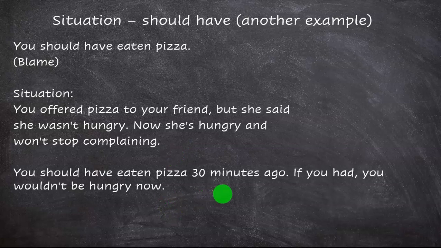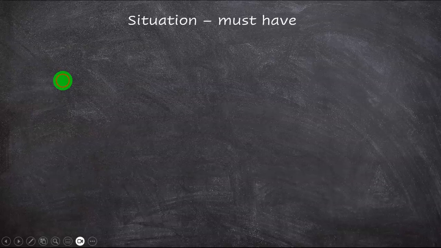You should have eaten pizza 30 minutes ago. If you had, you wouldn't be hungry now. You're putting the blame on your friend, right? Then when you offered pizza, she didn't take it and now she's hungry again. So you see how should have can be used in a situation to blame, right? All right, situation, must have.